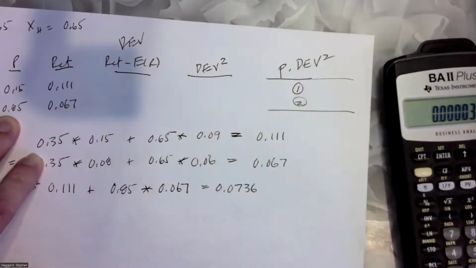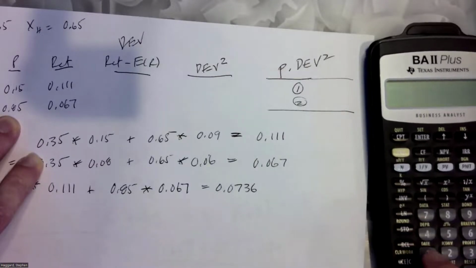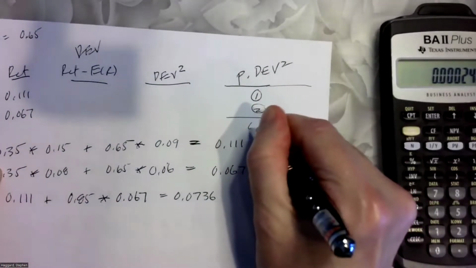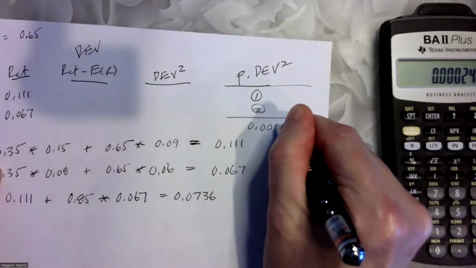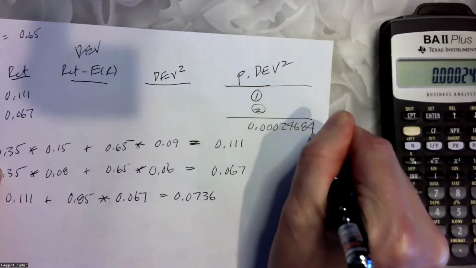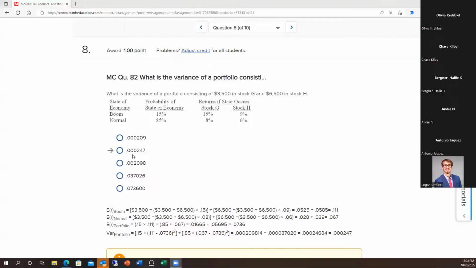Now, how am I going to get the variance for this thing? Recall 1 plus recall 2. Yeah, recall 1 plus recall 2 equals. And I'm getting 0.00024684. And if we look at their answer, they're getting 0.000247, which is the same thing that we got.